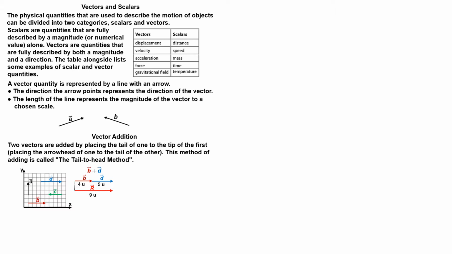Let's add the vectors d and c. Draw a line to represent the first vector, vector d in this case. Draw a line to represent the vector c. Draw the vector c with its tail at the head of vector d. The vector sum or resultant vector is the vector that extends from the tail of d to the head of c. The vector d measures 5 units on the right and the vector c measures 3 units on the left. So the resultant vector measures 2 units on the right.